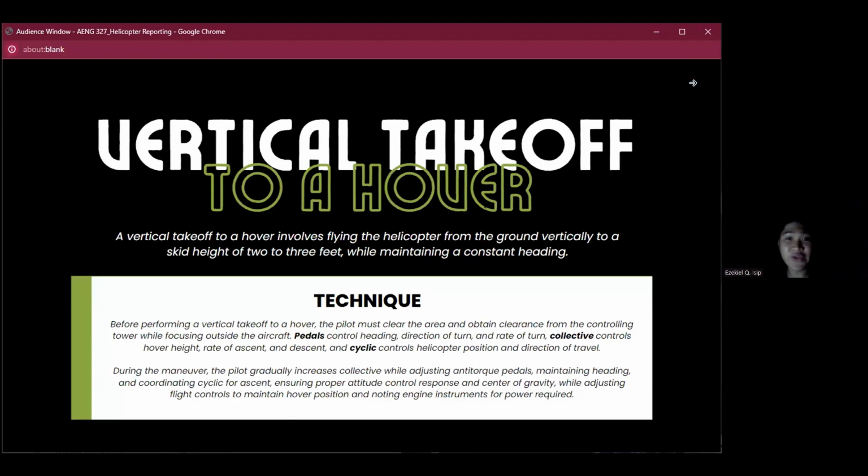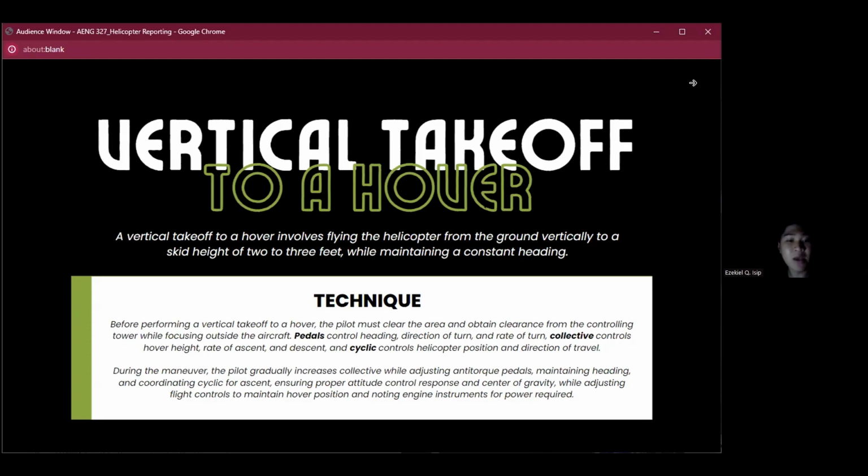Next slide, we have vertical takeoff to a hover. A vertical takeoff to a hover involves flying the helicopter from the ground vertically to a skid height of 2 to 3 feet while maintaining a constant heading. So here, once the desired skid height is achieved, the helicopter should remain nearly motionless over a reference point at a constant altitude and on a constant heading. The maneuver requires a high degree of concentration and coordination.